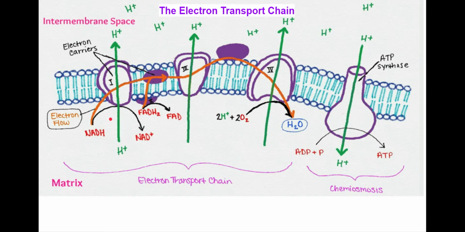Where does it get this energy from? Well, it gets the energy from the electrons that were also made in the Krebs cycle previously. These electrons bounce from this electron carrier 1 to electron carrier 2 to electron carrier 3 until they get to oxygen, which is the final electron acceptor.